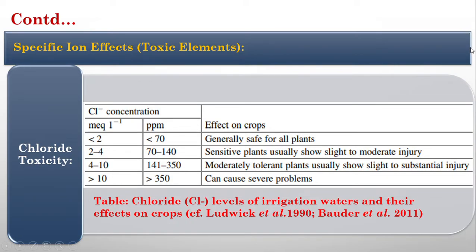Another important ion which can cause toxicity is chloride. So here there is a table which shows the chloride concentration and its effects on crops. The chloride concentration can be expressed both in milliequivalents per liter and ppm. So less than 2 milliequivalents per liter, which is equal to less than 70 ppm, is generally safe for all the plants. When it is greater than 10 milliequivalents per liter or greater than 350 ppm, it can cause severe problems. This table is taken from Bauder et al. 2011. Ludwig et al. 1990 first represented this table in his article. So this is about chloride toxicity.